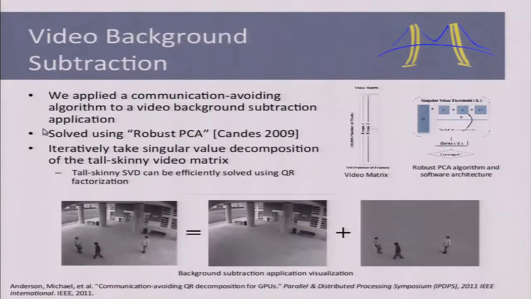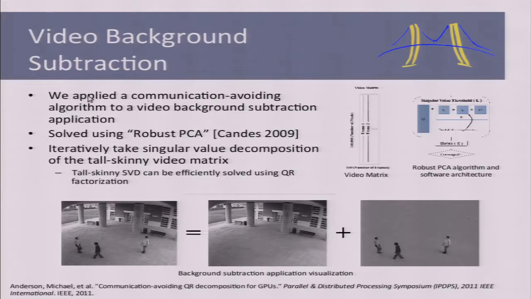Okay, so the second application I want to talk about is video background subtraction. The application is shown down here. Basically, we're given a video, a couple hundred frames, and we want to separate it into static pieces, which would be the background, and then the moving parts, which are the foreground. The particular algorithm that we used, we got from a paper from Stanford in 2009 with an approach called robust PCA.